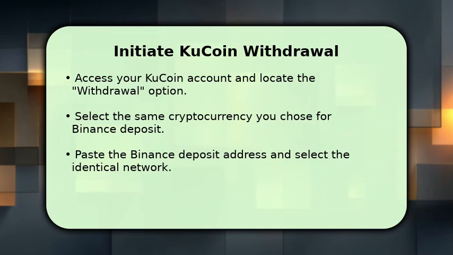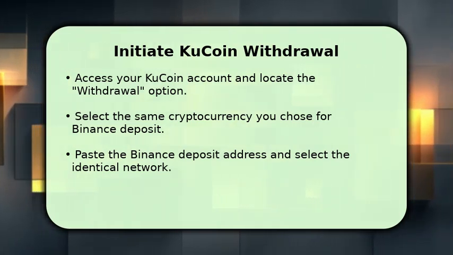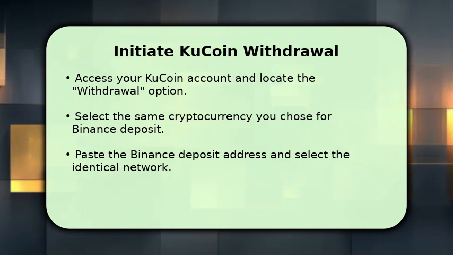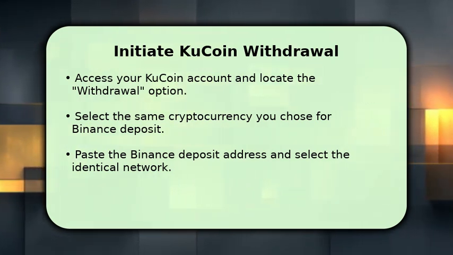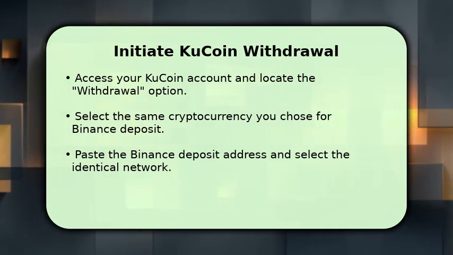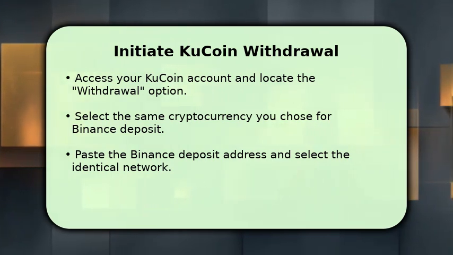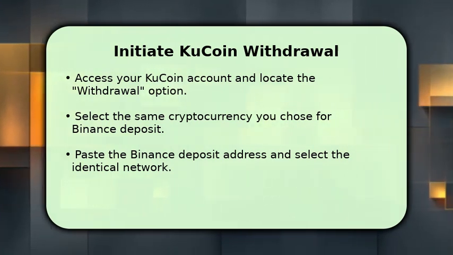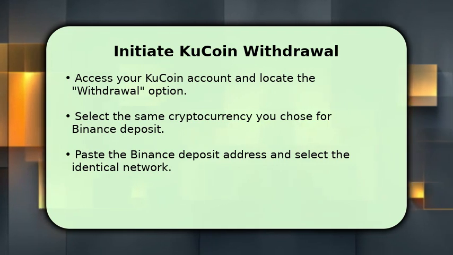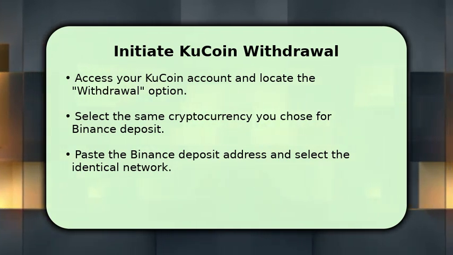Now head over to your KuCoin account and find the withdrawal section. Select the same cryptocurrency you're sending to Binance. Paste the Binance deposit address you copied earlier into the designated field, and critically, choose the identical network. Enter the amount you wish to transfer, keeping in mind that there might be a small withdrawal fee, often less than $1, depending on the asset.